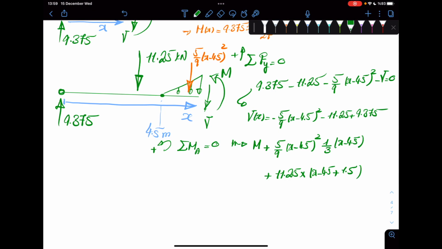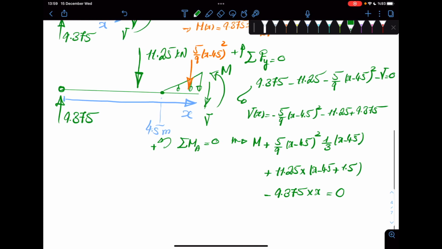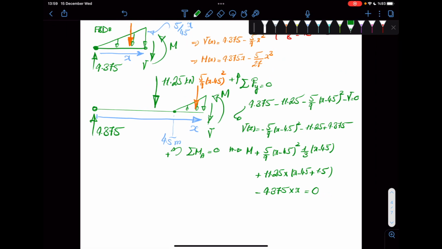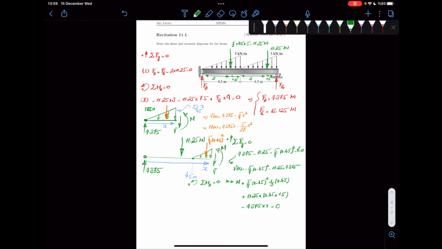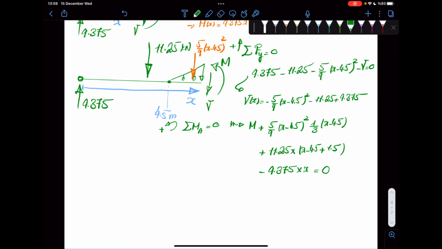And then eventually you have the moment from just 9.375 times x is 0. All right? So you do this, and then again, you can simplify this to get your moment equation, but you can clearly see your moment equation is a cubic equation. So after having all these, we can now plot them.